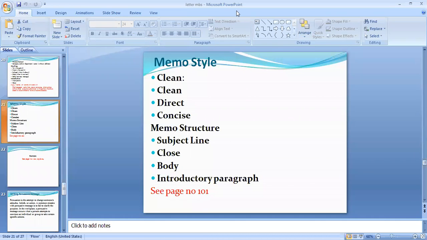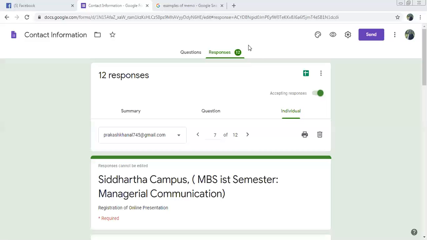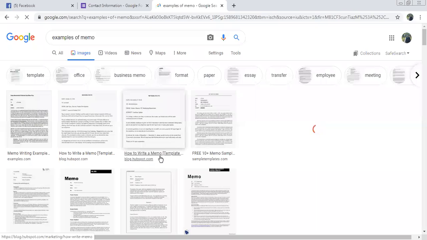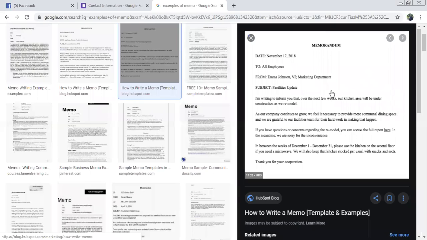And let's also look here, on the sites and the internet, there are many. I just want to show you, just a minute, look here. There are many examples of memos. If you go to Google and search for examples of memo, there are lots of memos there.